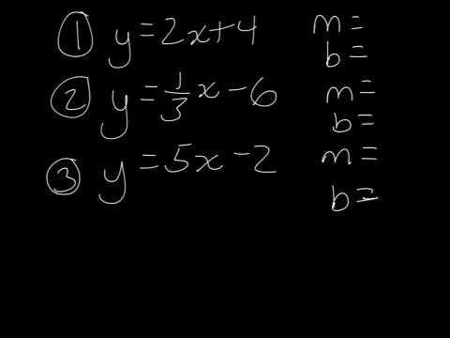For our first equation, y = 2x + 4, our slope is 2, because that's the number beside our x, and our y-intercept is 4. So we have an m of 2 and a b of 4. For our second equation, we have y = 1/3 x - 6. The number beside our x is 1/3, so the entire fraction 1/3 is our slope, and our b is negative 6. And our last equation, y = 5x - 2: our m, our slope, is 5, and our y-intercept, our b, is negative 2.